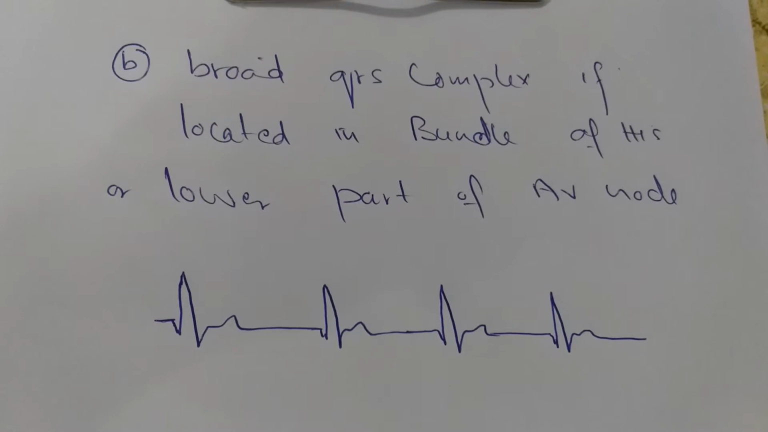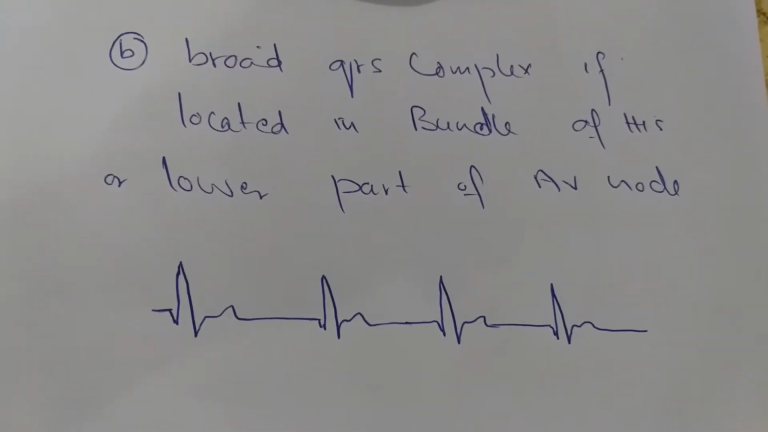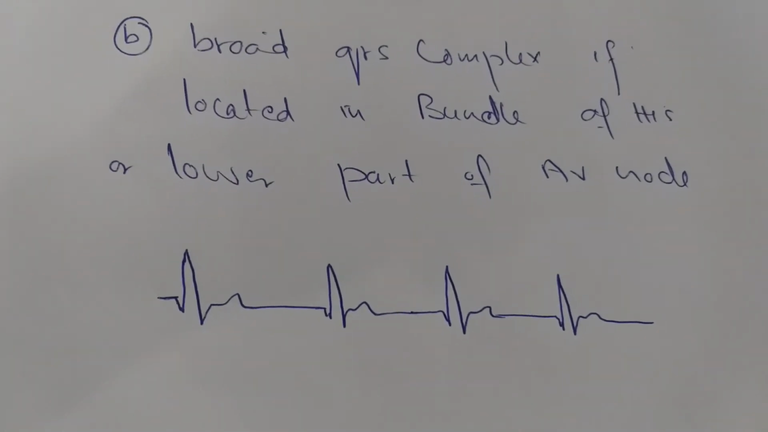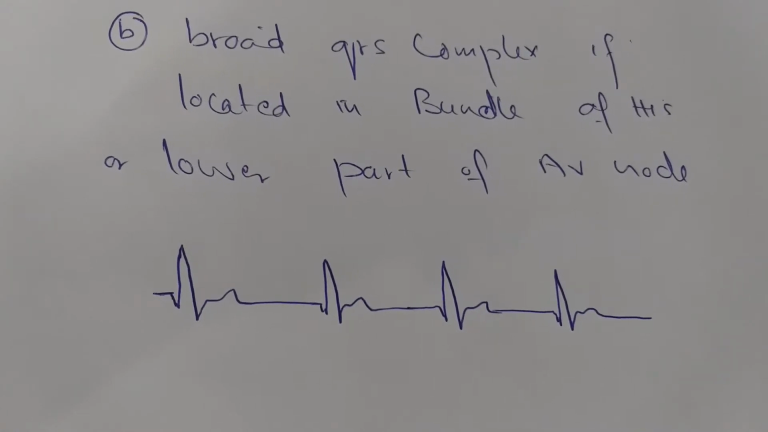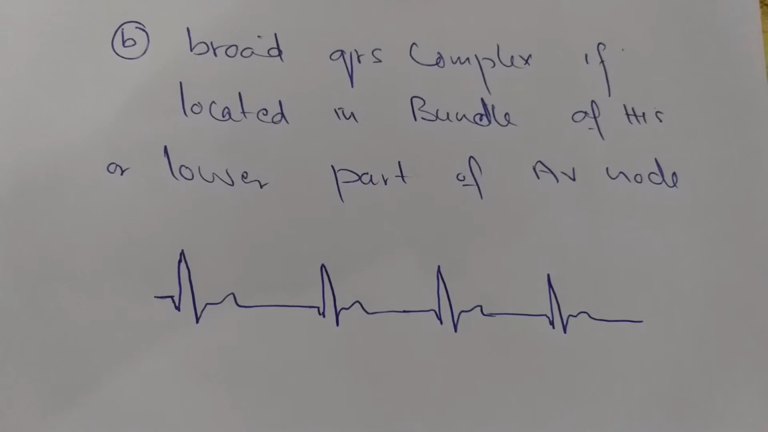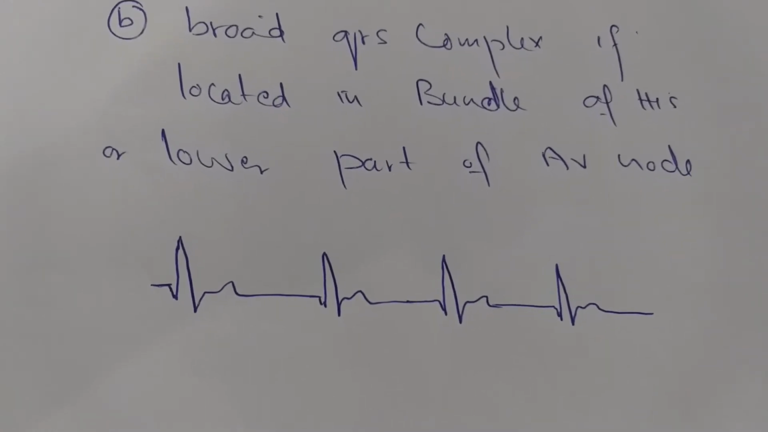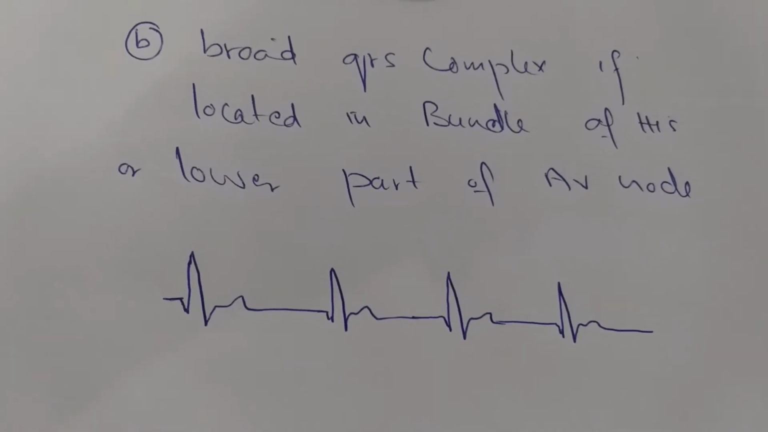But if the location of the AV nodal blockage is at the level of the bundle of His or the lower part of the AV node, then the junctional pacemaker would be generating broad QRS complexes, more than three small boxes or more than 0.12 second in duration. There would be regularity of the QRS complexes, but these would be broad.